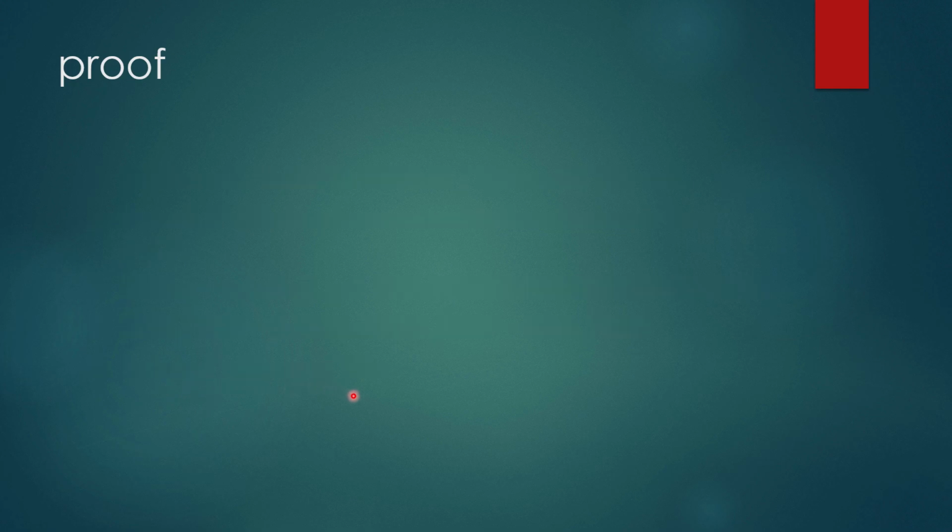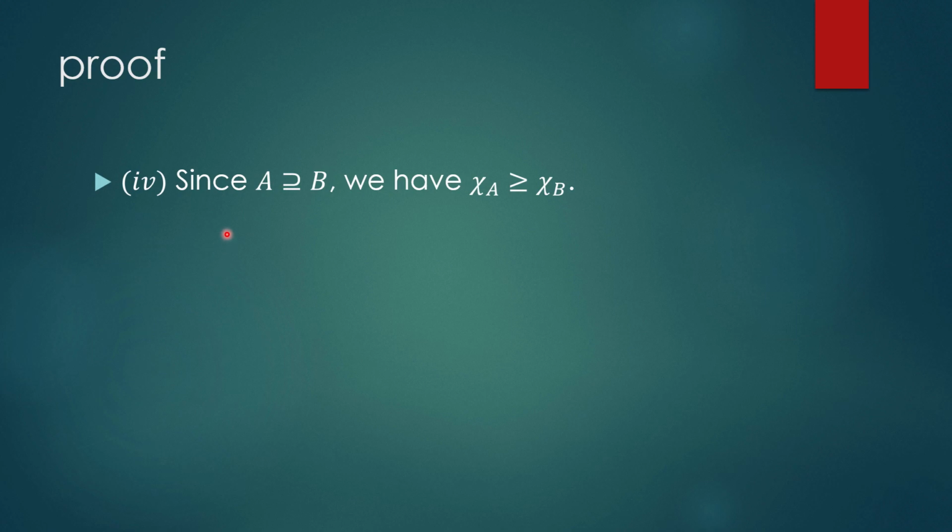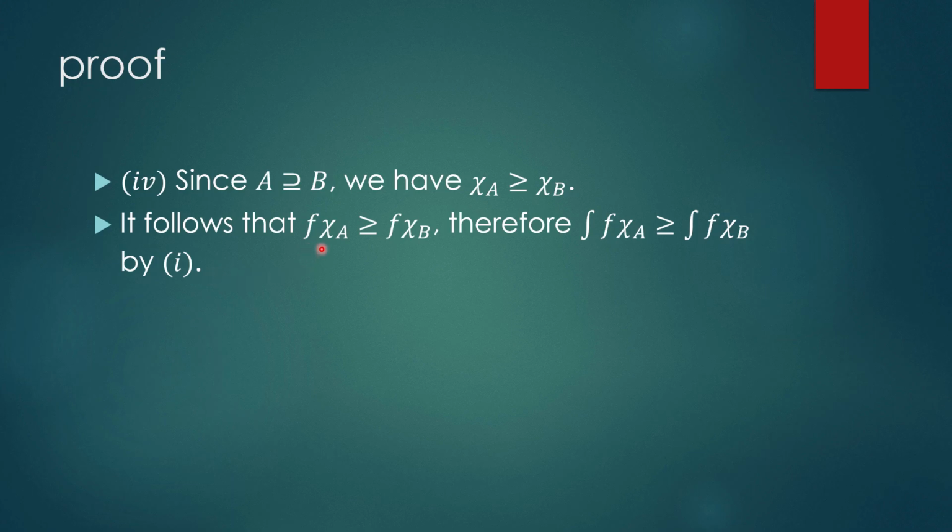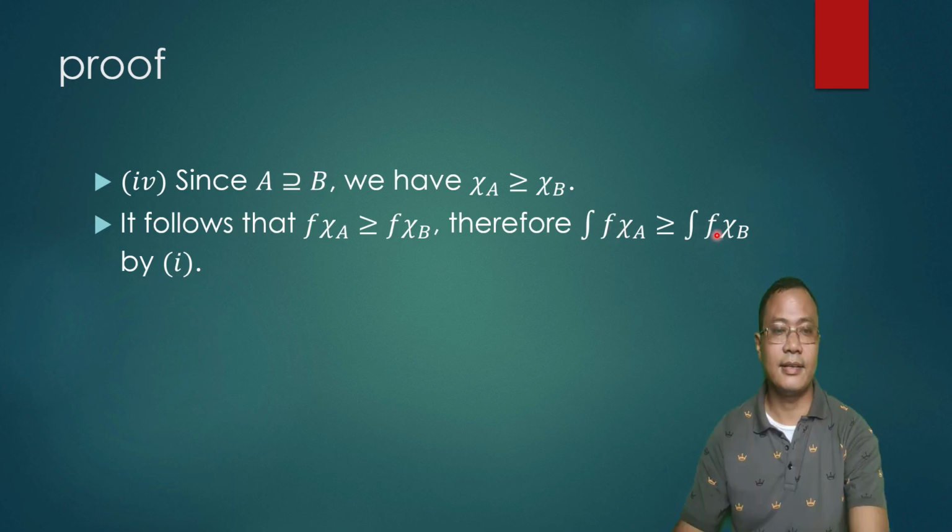Number 4: since A is a superset of B, we have χ_A greater than or equal to χ_B. It follows that fχ_A will be greater than or equal to fχ_B. Therefore the integral of this one will be greater than the integral of that one, which is coming from number 1. So therefore the integral of f over A will be greater than or equal to the integral of f over B.